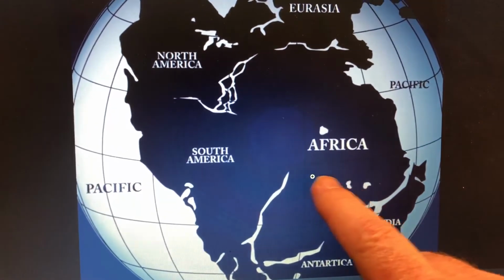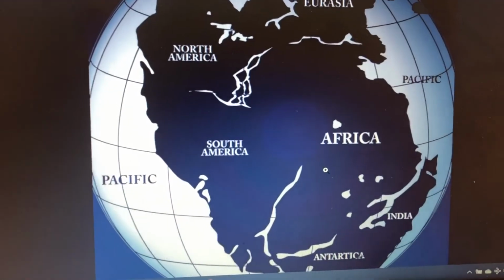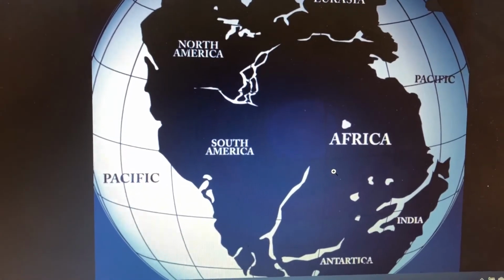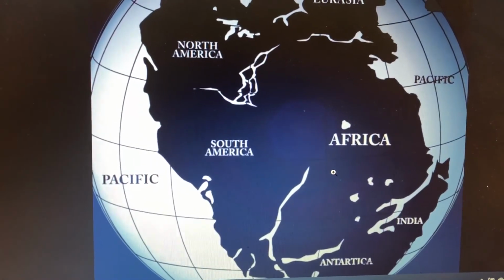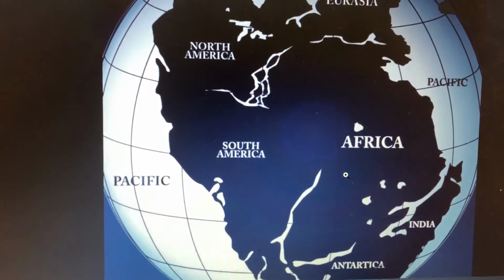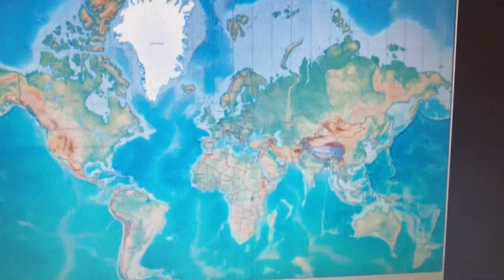So scientists even come up with a name for that big piece of land that was all together before. You see, Africa, South America, North America, okay, Europe over here. And so they think that all of those continents were together. And as the plates move slowly, then those continents separated to look how it looks today.